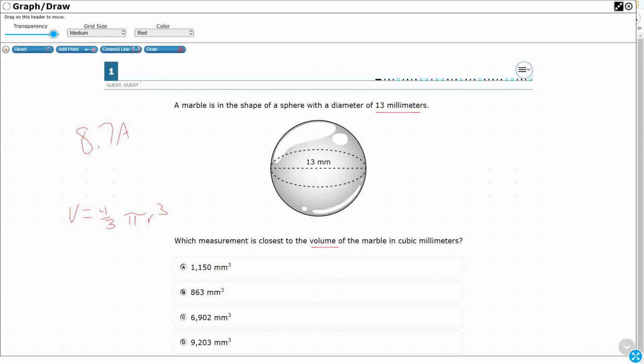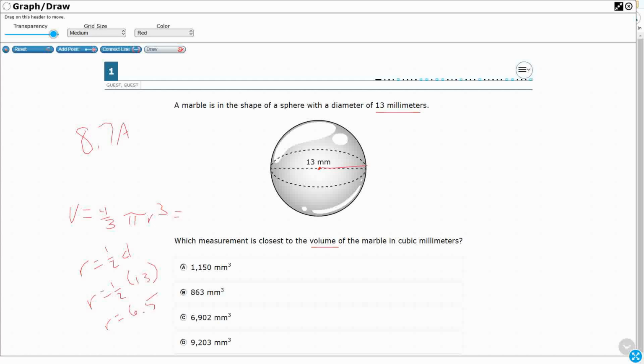Now, here's the thing. They don't give us the radius. Typically, they're not going to give you the radius. They're going to make you think about it a little bit. They give you the diameter. So the diameter is all the way across, right? So the radius is from the center point to one of the edges. And so the radius is always half the diameter. So if the radius is half the diameter, that means we're going to take half of 13. So the radius is going to equal 6.5.